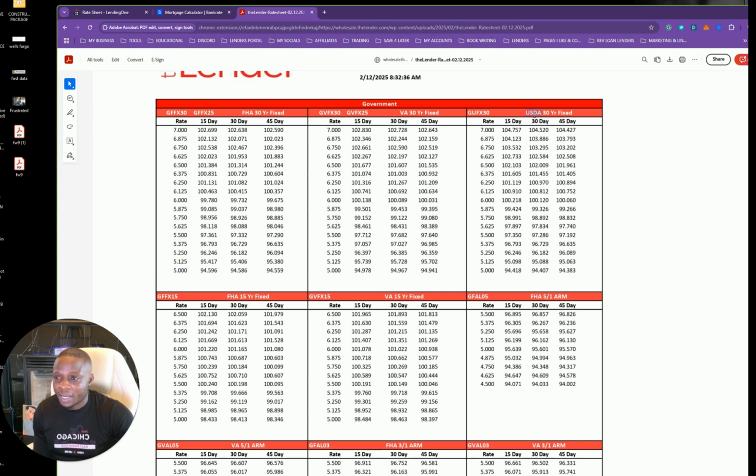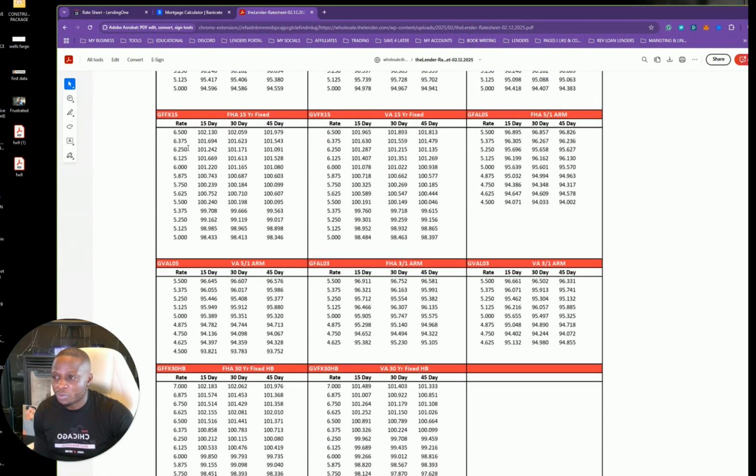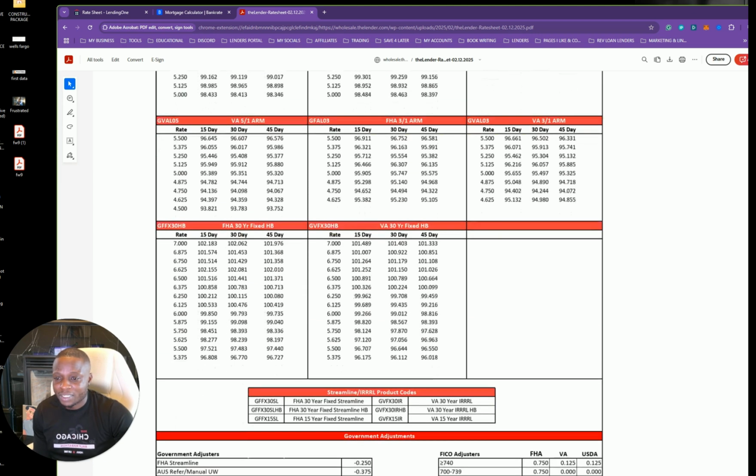This is USDA. This is FHA, Federal Housing Administration, generally for owner-occupied residential properties. You can use it for a second home. This is FHA 15-year fixed. This is a VA loan. This is an FHA 5-1 ARM. It's fixed for 5 years, adjusts every year. I believe they amortize that for 30 years.